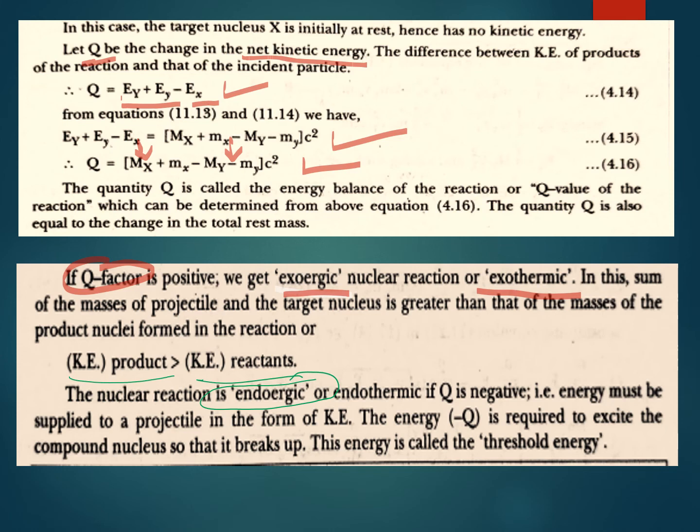For exoenergic, energy is emitted; heat energy is involved, or you can say heat energy is emitted. But in endothermic, heat energy is absorbed. Heat energy is required. The reaction requires heat energy.